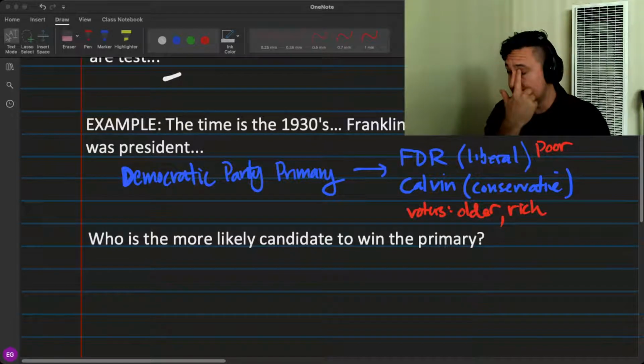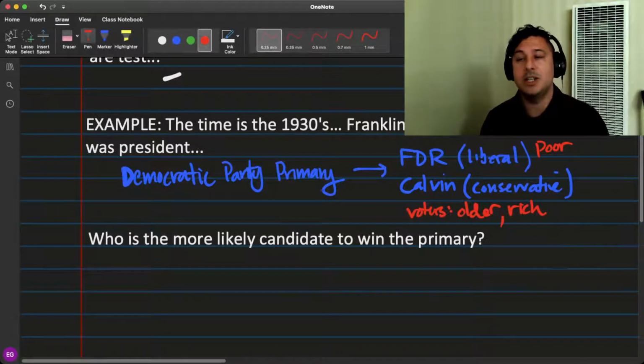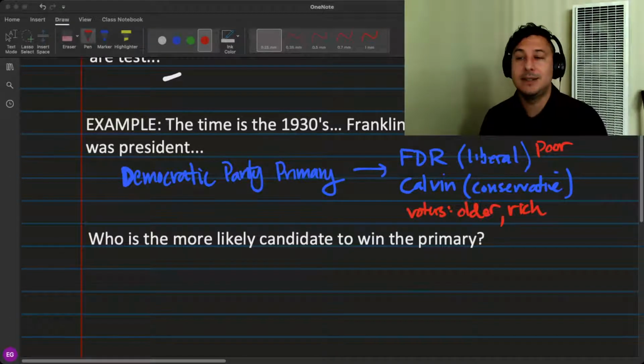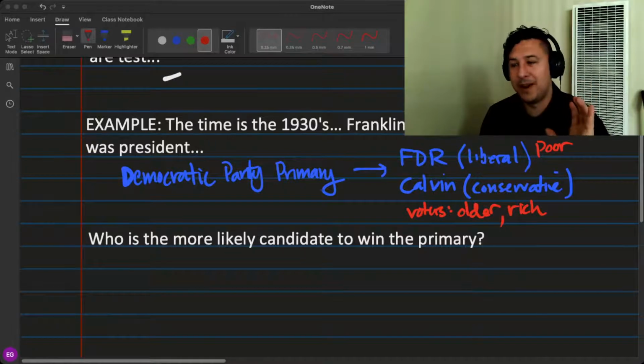going to win? Now, what's sort of cool about this is that eventually, how do you actually decide who wins the primary? What is that process called? How do we actually decide who wins the primary?